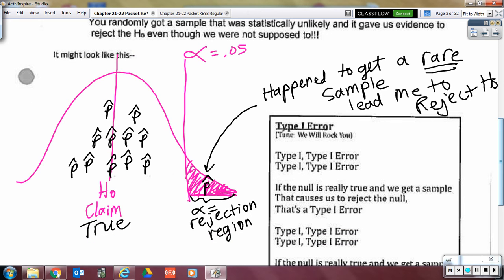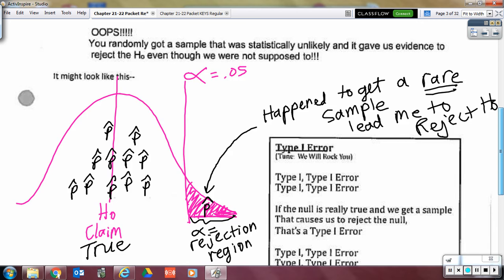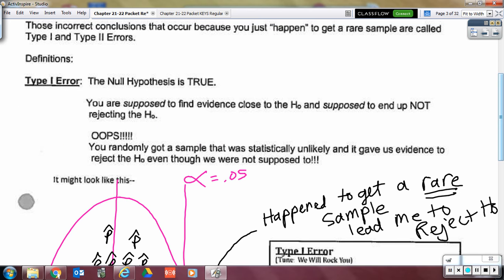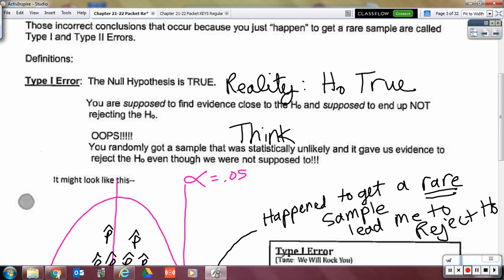So, when we do these problems, here's the way we're going to think about it. We'll always think in terms of the reality: the reality is H0 is true. But we got a sample that is statistically unlikely, and it gives us evidence to reject the null hypothesis, even though we're not supposed to. But we think that H0 should be rejected.